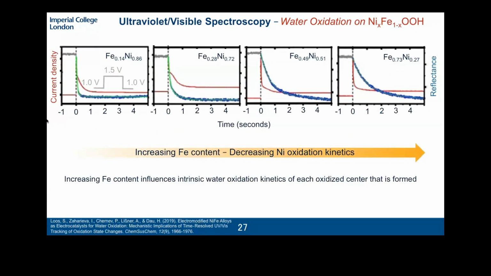The other interesting thing you could do is what these authors have done here. They stepped from 1 volt to 1.5 volts and then stepped back down to 1 volt and tracked the kinetics of this species, which basically corresponds to the nickel oxidation, and saw how that changes as you dope iron in the sample. It's quite evident here that as you start doping iron, the time constant for this nickel oxidation becomes slower and slower. And what that tells you is that doping iron might to some extent benefit the intrinsic water oxidation kinetics, but it negatively impacts how quickly you can oxidize one of these nickel centers.